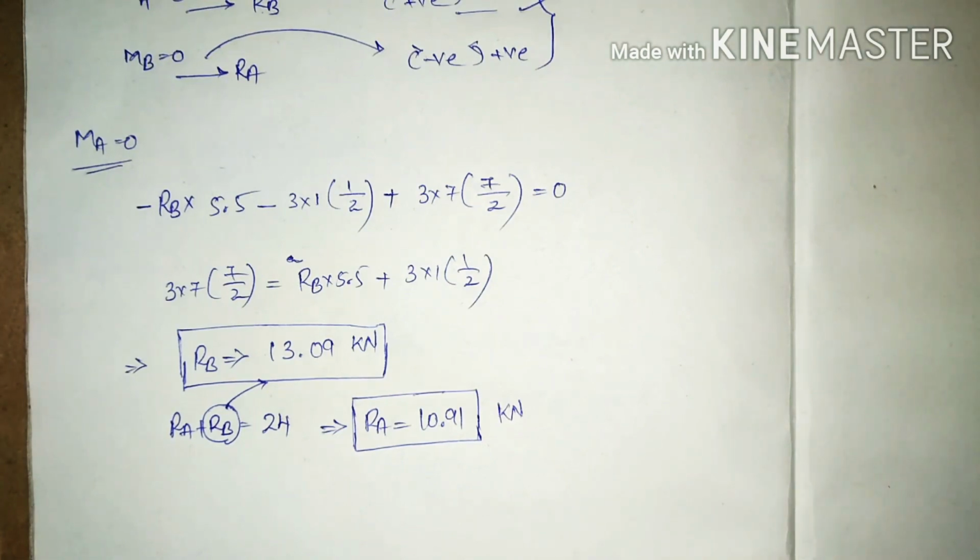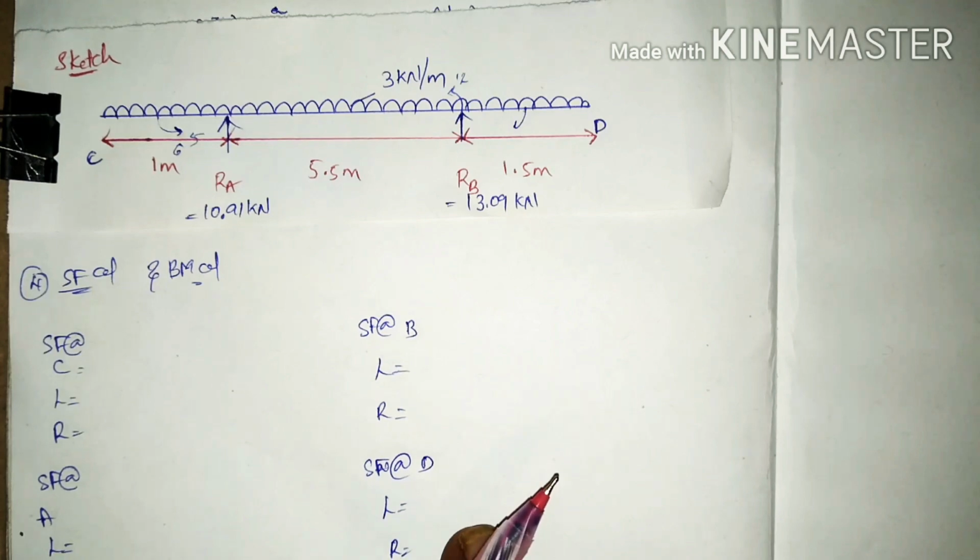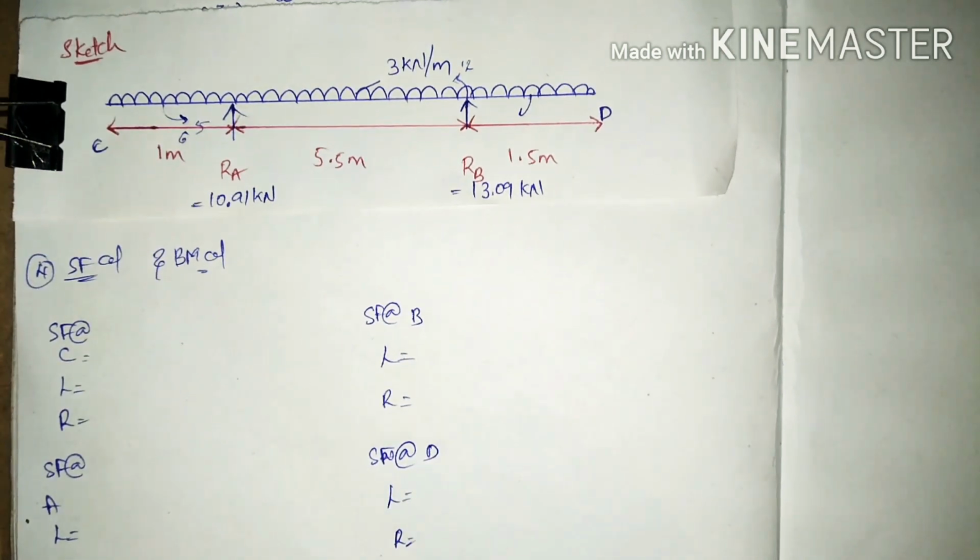Moving on to the fourth step, that is shear force and bending moment calculations. While taking the shear force calculations, we have to take each and every point on the beam, that is point C, point A, point B and point D, for the left and the right of the points. Let's find the shear force values, starting with the shear force at C, left and right.